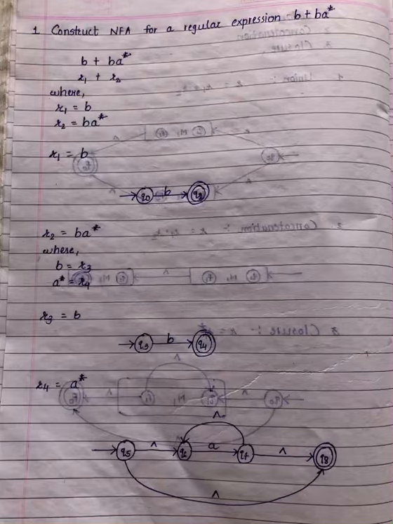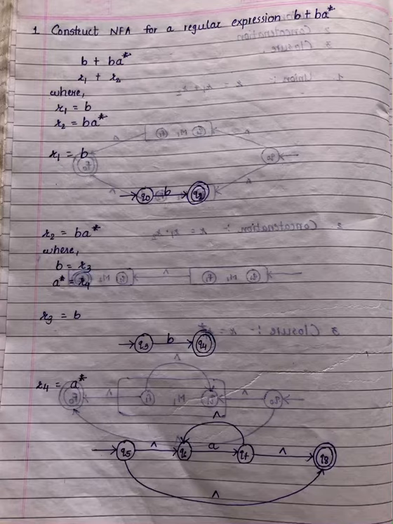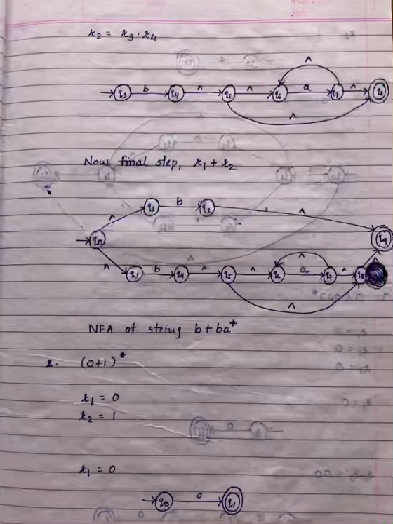Now for R2 equal to, first we have taken R1, that was single b. Now R2 was b a star. So for R2 we have to combine R3 into R4. By combining R3 into R4, the diagram shows that b and a are combined and the transition diagram is drawn. Now the final step, that is R1 plus R2. The final state is drawn over here.